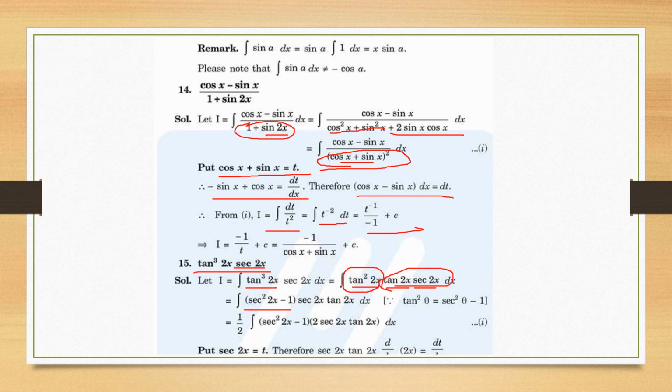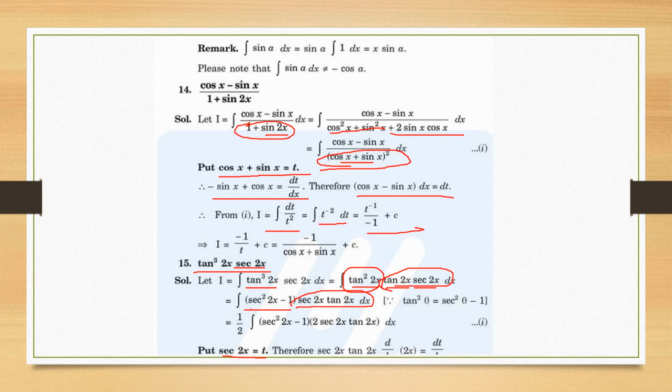Now what I will do is put secant 2x as t. Why? Because the derivative of secant 2x is present here. So what is the derivative of secant x? It is secant x tan x. And then d/dx of 2x is 2, right? So when I find the value of this, it becomes dt by 2.